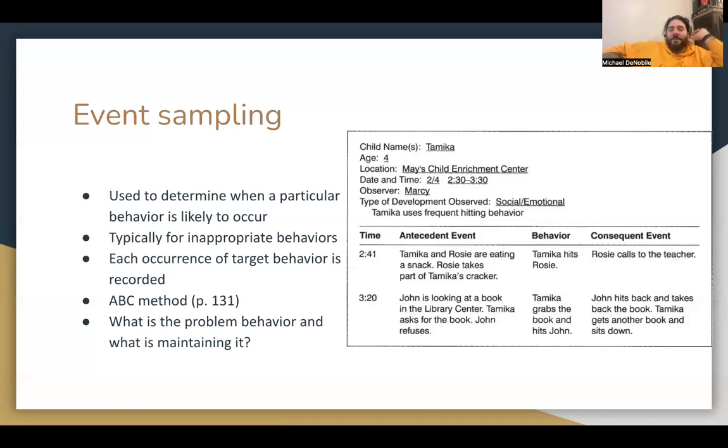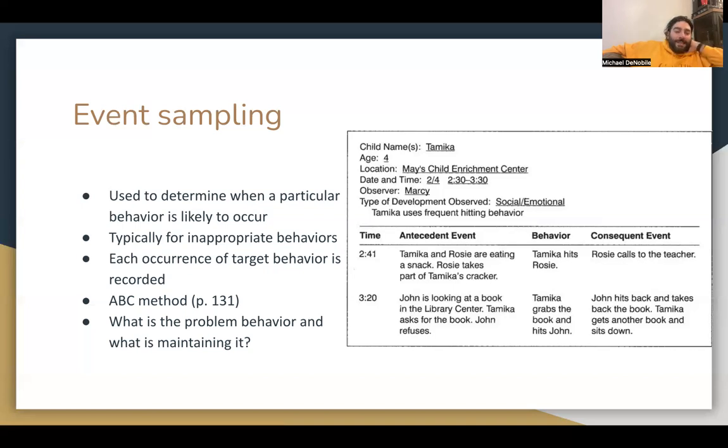When we see this type of behavior, we really want to understand why. So at 2:41, Tamika and Rosie are eating a snack. Rosie takes part of Tamika's cracker, so Tamika hits Rosie. The consequent event: Rosie calls to the teacher. At 3:20, John is looking at a book in the library center. Tamika asks for the book. John refuses. Tamika grabs the book and hits John. John hits back and takes back the book. Tamika gets another book and sits down.